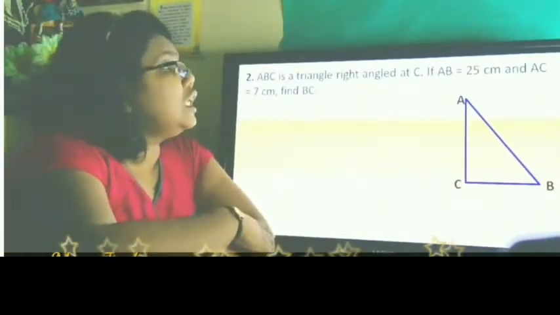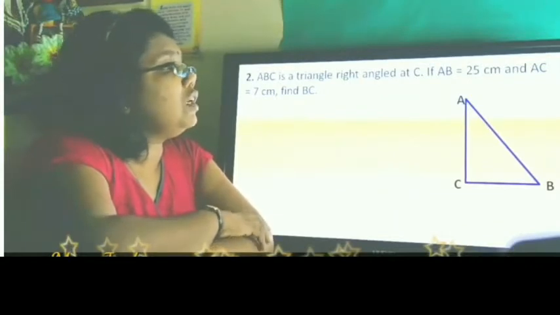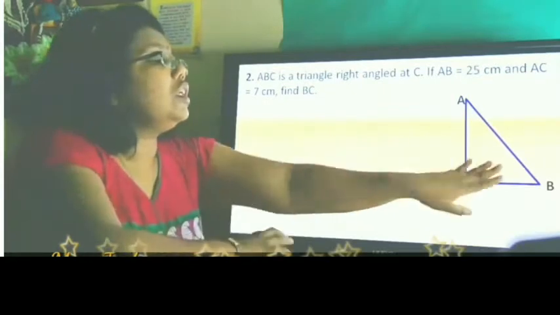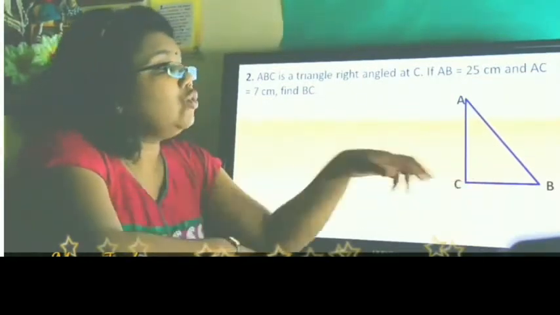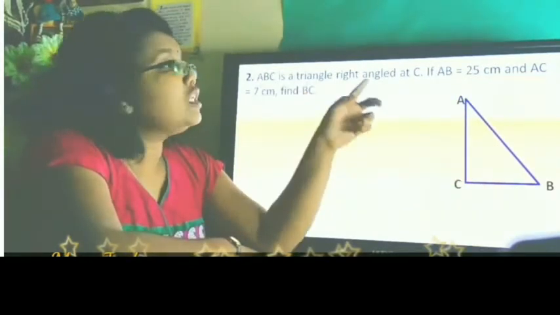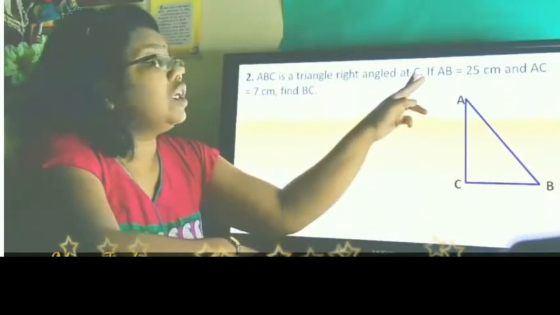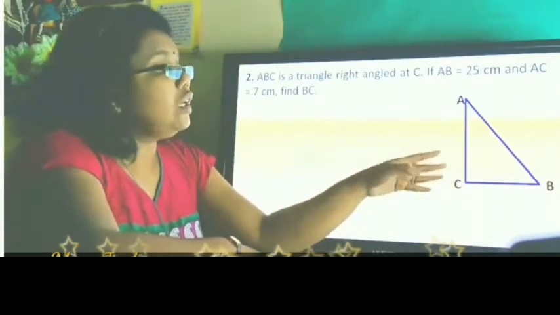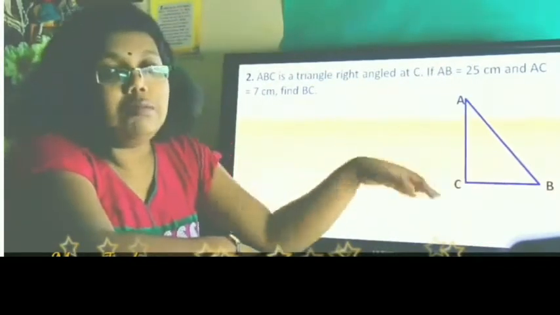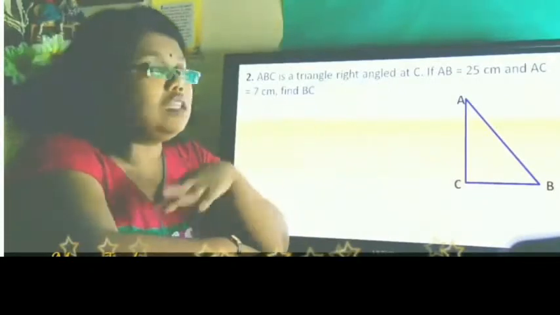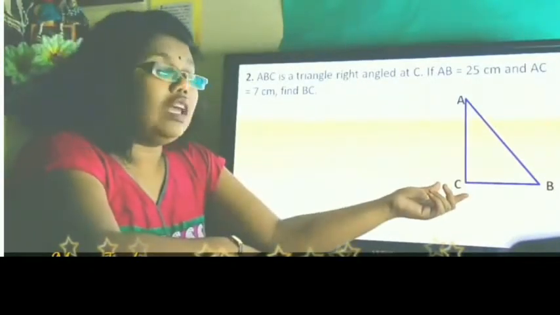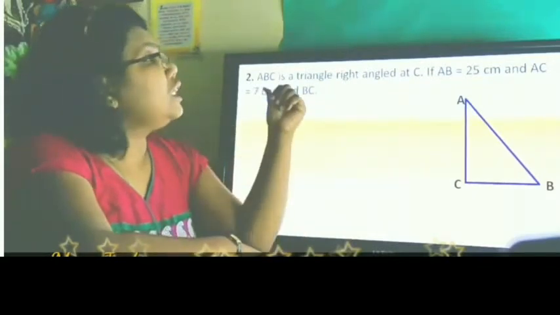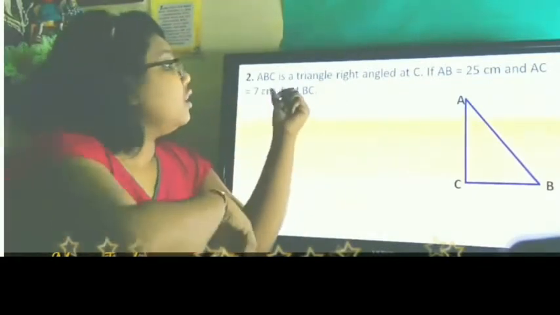ABC is a triangle right angled at C. If AB equals 25 cm and AC equals 7 cm, find BC. Now this is the triangle ABC and we need to find BC. In this case again we are told it's right angled at C. C is the right angle. So the name has to be ACB, not ABC. ACB is the name of the triangle with C in the middle, because it's right angled at C. Next we have to find BC.